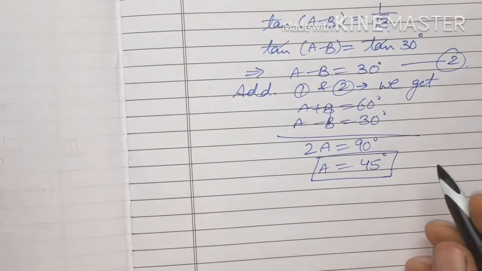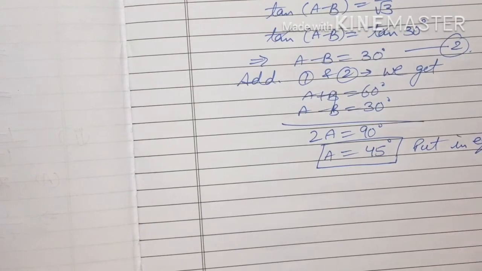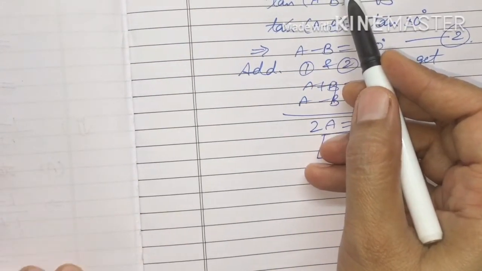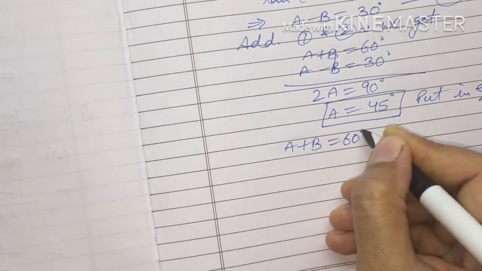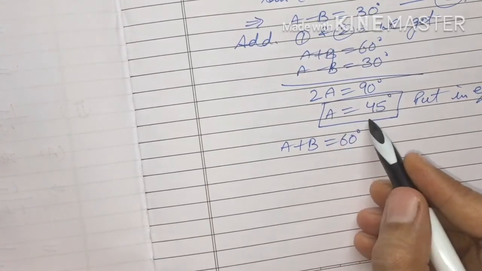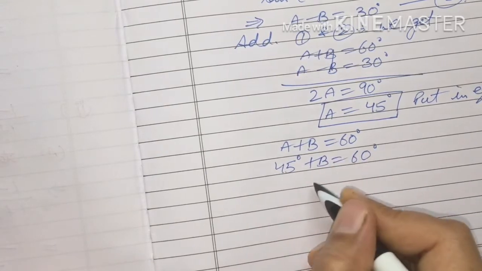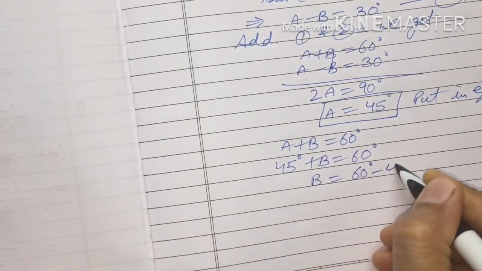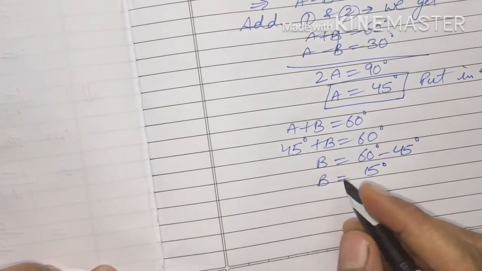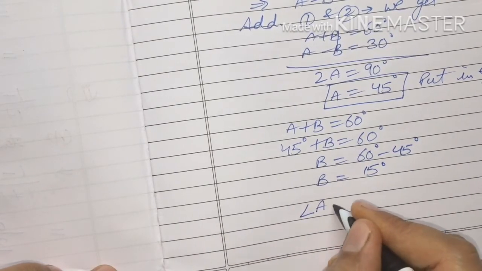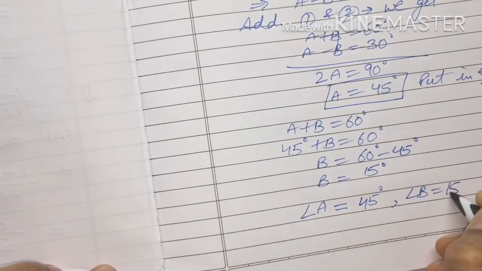Now we have to find the value of b. So we can put this value in equation number 1. Equation number 1 is a plus b is equal to 60 degree. This is equation number 1. We know the value of a, 45, plus b, is 60 degree. So b is 60 minus 45 degree. So the value of b is 15 degree. So according to the question, angle A is 45 degree and angle B is 15 degree.